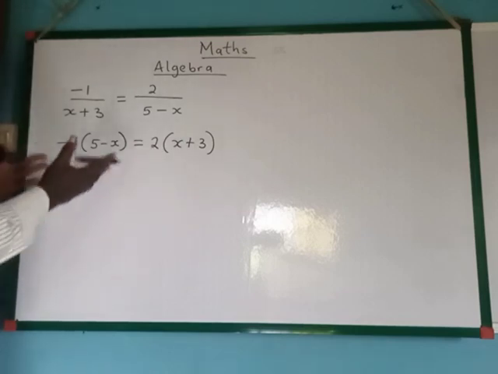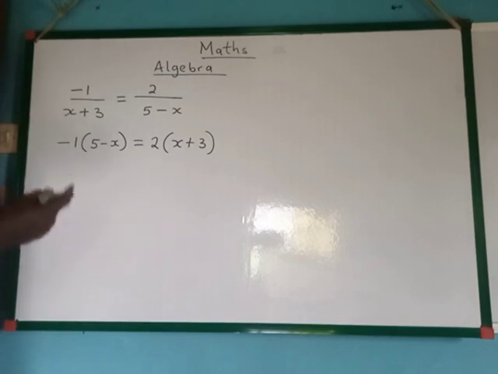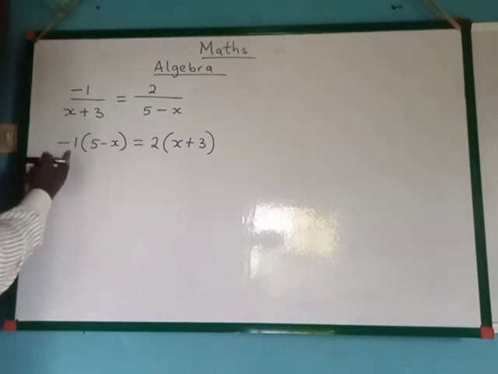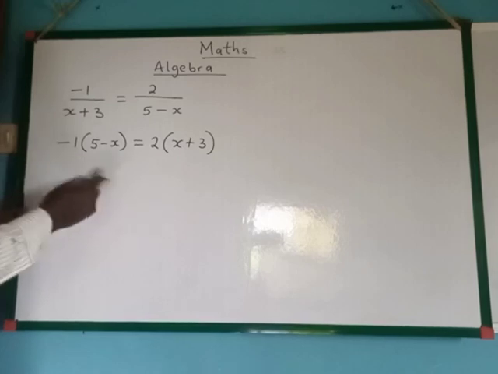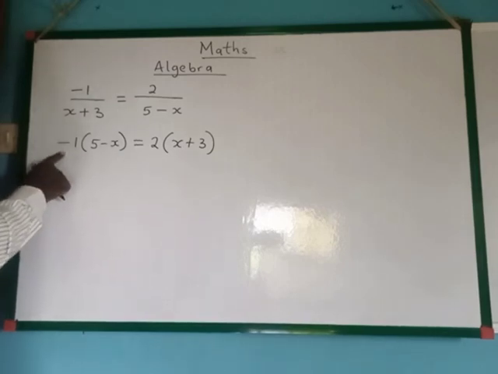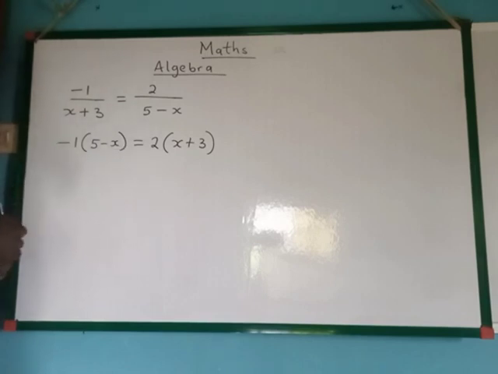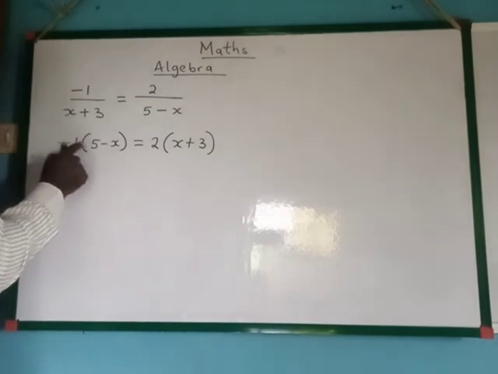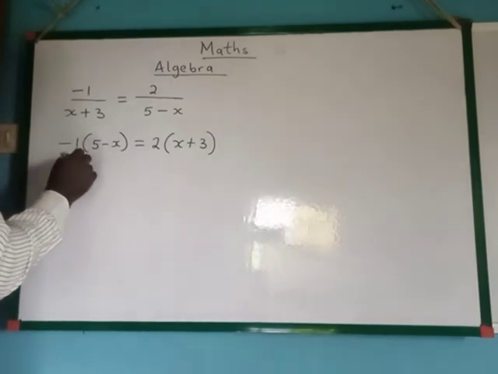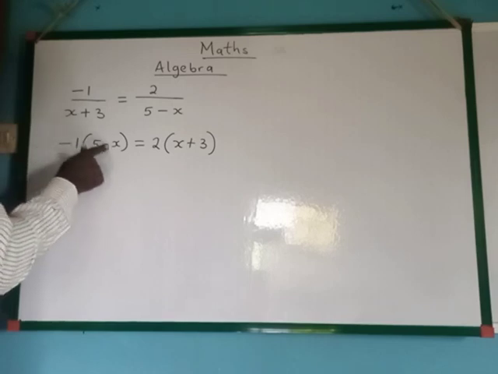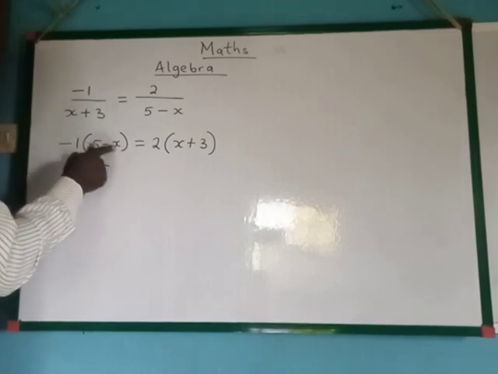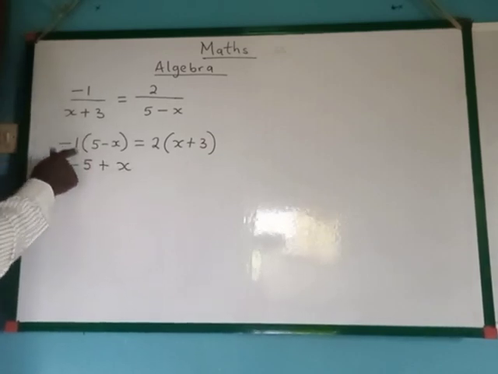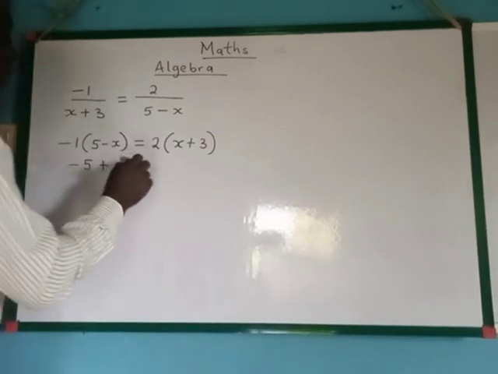So what we do after this is to open the bracket. Opening the bracket means you use the number or the unknown outside the bracket to multiply every term inside the bracket. On the left hand side we have minus 1 outside the bracket. It will now become minus 1 times plus 5. Minus times plus is minus. 1 times 5 is 5. Then minus times minus is plus. 1 times x becomes x, that is 1x.